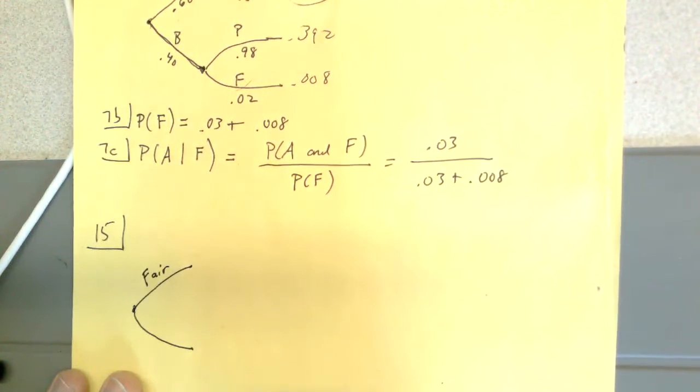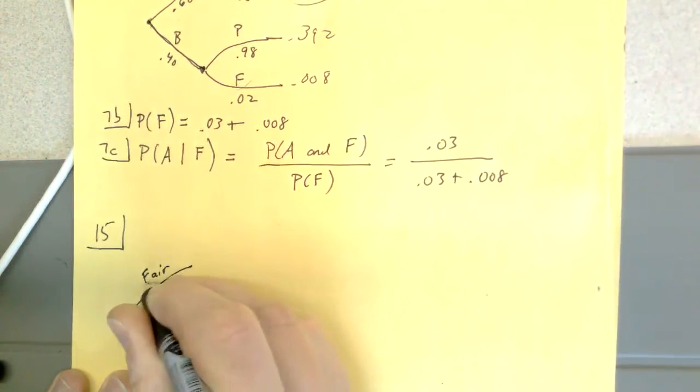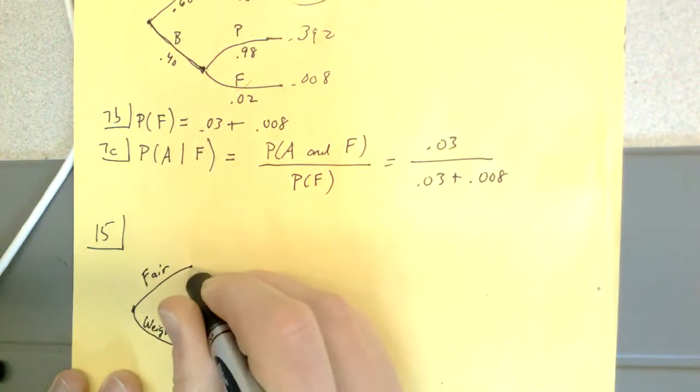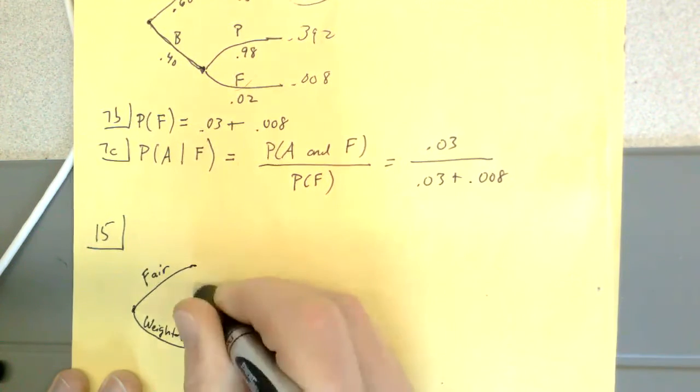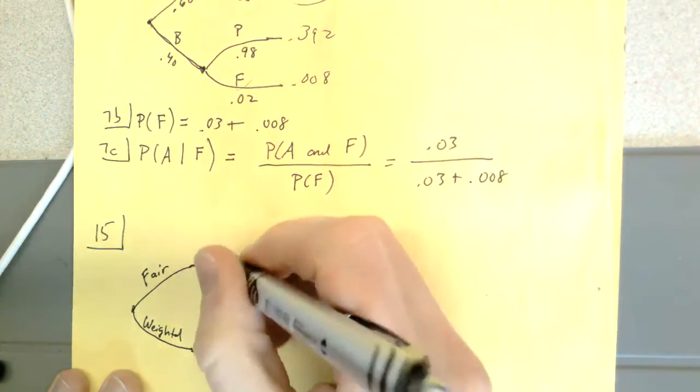Okay, so basically the first split is whether you choose the fair pair of dice, or the other pair, the weighted pair. So I'll abbreviate this with an F and this with a W. So the first split is which pair of dice you choose. Could be the fair one or could be the weighted one. And then the second split is whether you get 2 6s or don't.